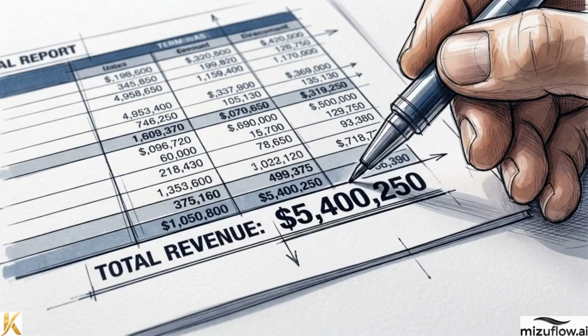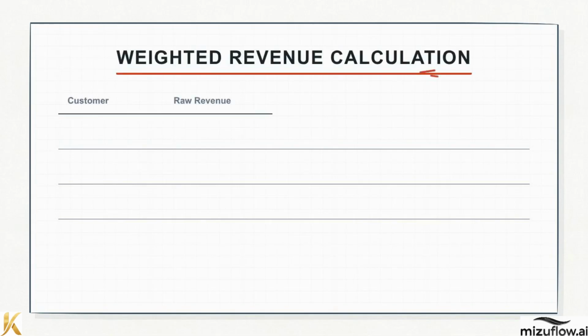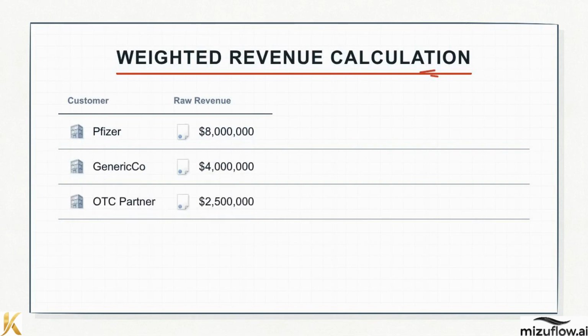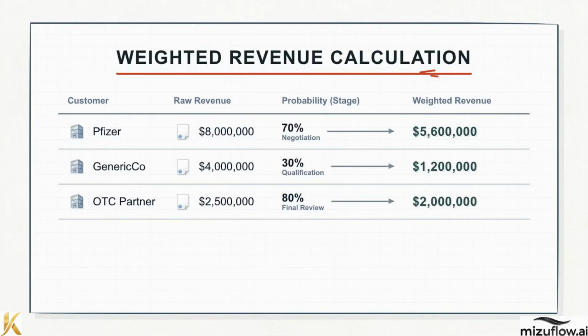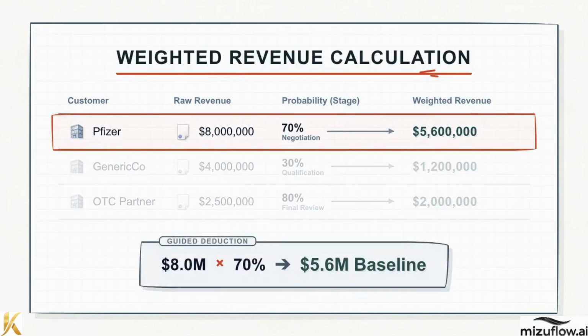The primary flaw in standard enterprise planning is treating raw revenue forecasts as guaranteed future demand. This table, weighted revenue calculation, introduces probability vectors. Here we see raw revenue for Pfizer, Generico, and an OTC partner. We assign specific probabilities to distinct pipeline stages, like technical review or final approval. Multiplying raw revenue by probability generates actual weighted revenue.